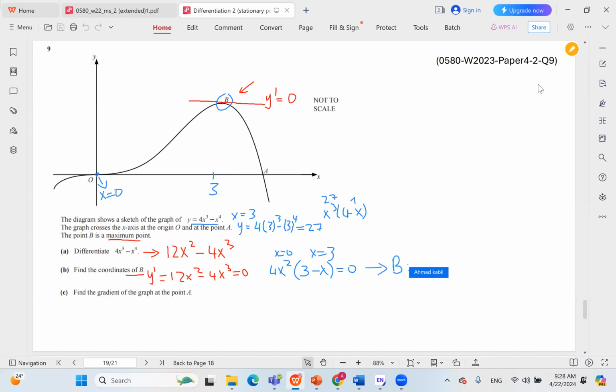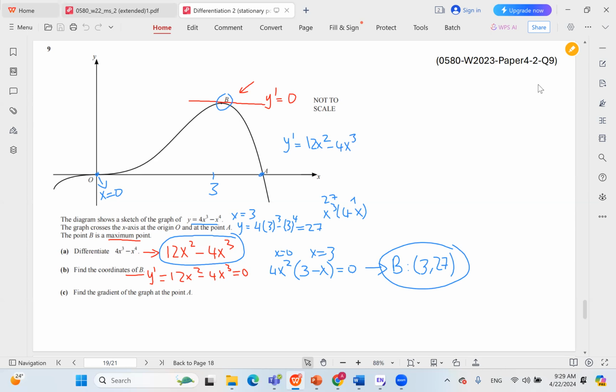We'll just write that down. 3 and 27 right there. And then finally, for question C, we want to find the gradient of the graph at A. Let me just circle the correct final answers. So for C, we want to find the gradient of the graph at A, like I said. So this is point A here, and we know that the gradient is obtained from y dash. So y dash equals 12x squared minus 4x power 3. But we need to find the value of x to plug into this y dash.